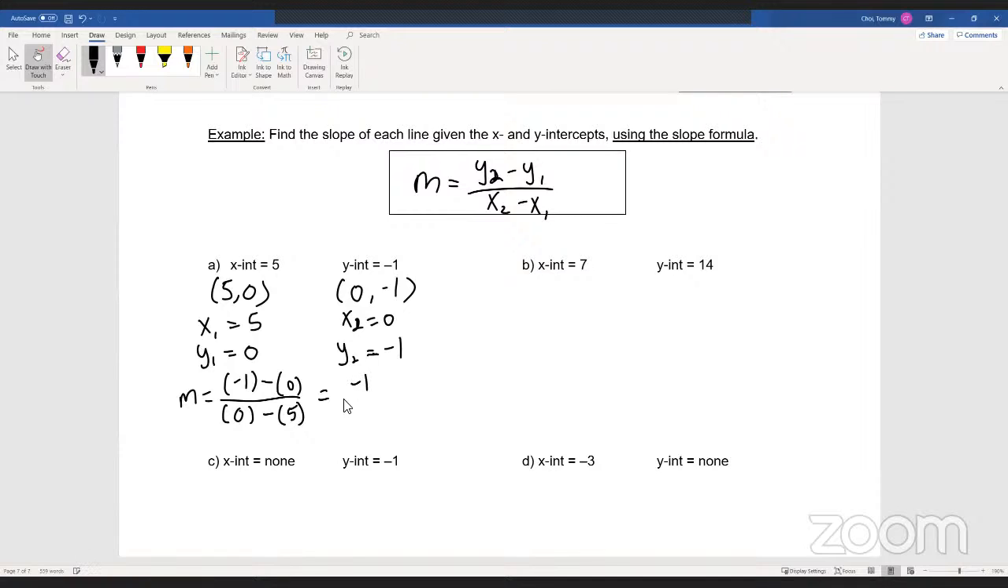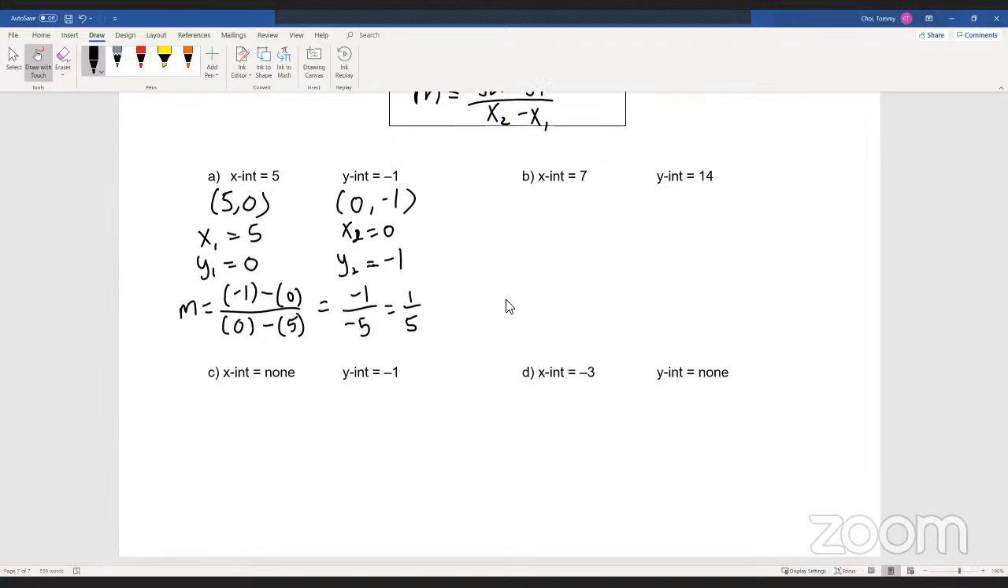Solving this out, I will get -1 over -5, which simplifies to 1 over 5. And there's our final answer. M is equal to 1 over 5. Okay? So this is how you're going to solve this. I want you to try question B on your own in a bit. Give me 1 second before you do that.